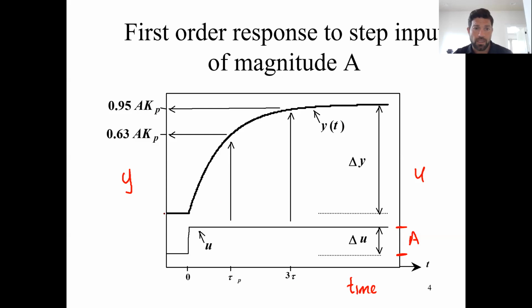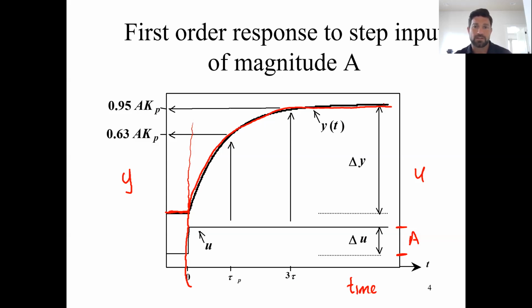Okay, so a first order process will look like this. At t equals 0 is where the change was made. Initially, our process was at a steady state value for a steady input. As soon as we applied that step input change, the first order process will always look like this. It'll initially start changing very steeply, and then it'll slowly approach the new steady state.